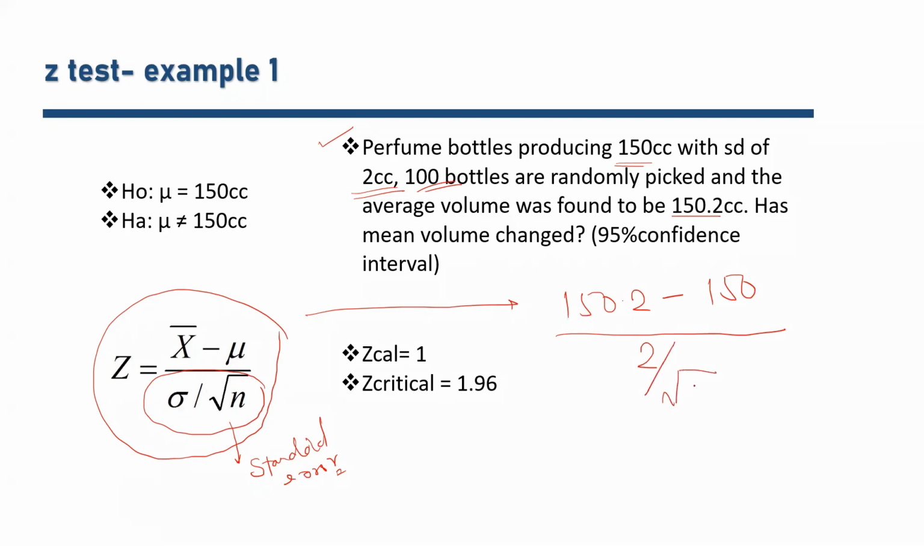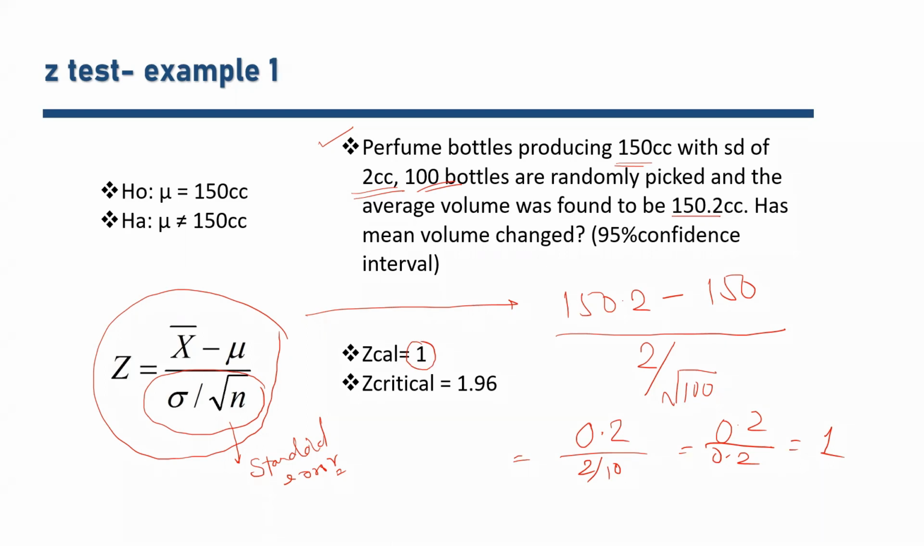Can someone tell me what n is here? 100. Okay, good. So this is going to be 0.2 divided by 2 by 10. So this is going to be 0.2 divided by 0.2, which is 1. Hope you all understood how the Z value came to be 1 here. So the Z value is 1.